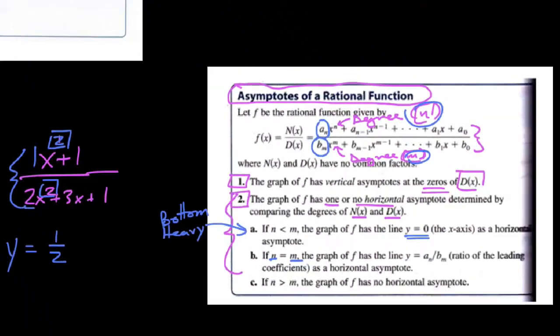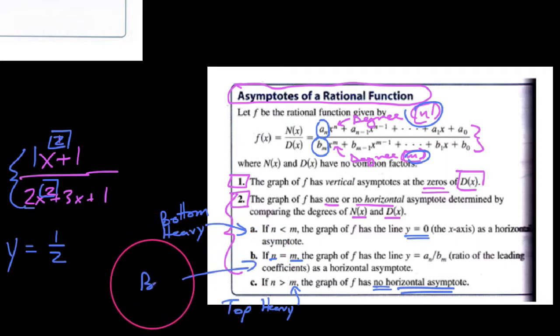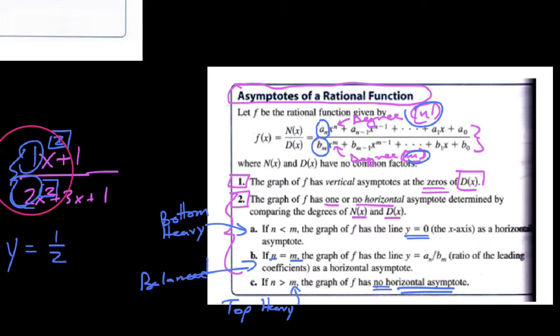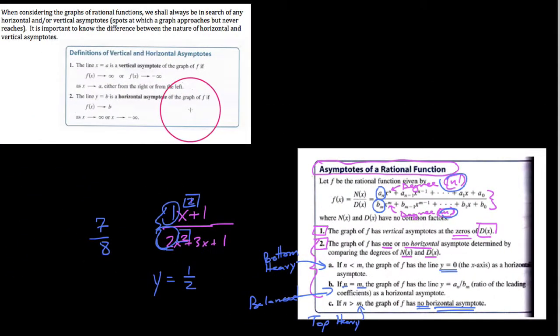Okay. And last but not least, and we'll confront this later on in a video, if n is greater than m, we'll just leave it at this. It has no horizontal asymptote. So if this is top heavy, like an improper fraction, then we say it has no horizontal asymptote. If it's bottom heavy, it's the x-axis, and we'll just call this balanced. If the degrees are balanced, all we do is compare the ratio of the leading coefficients. So that's how you define horizontal and vertical asymptotes, and this is clearly how you find the asymptotes of a rational function.